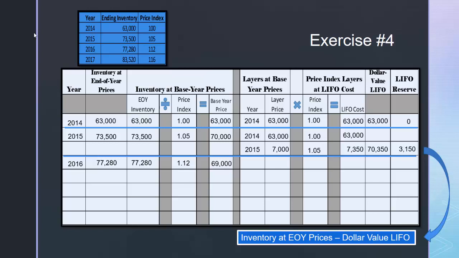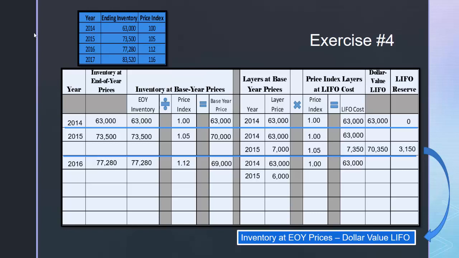Well, that means that we need to reduce our layers, and this is still LIFO. So when we reduce our layers, we're going to reduce our newest inventory first. To get to 69,000, we're going to bring down all of our oldest stuff that we can until we get to that point. So let's carry down that entire $63,000 worth of inventory on our books from 2014, multiply it by its price index of 1 to come up with 63,000. And now we're going to reduce 2015's layer down to 6,000, and that 63,000 plus the 6,000 is going to give us $69,000 worth of inventory at base year price.